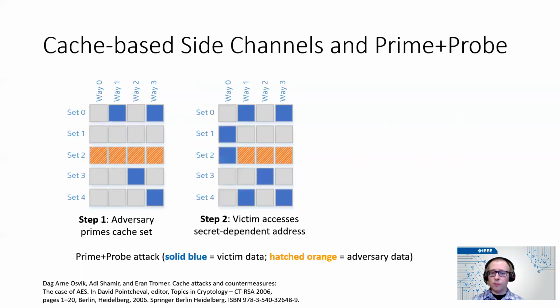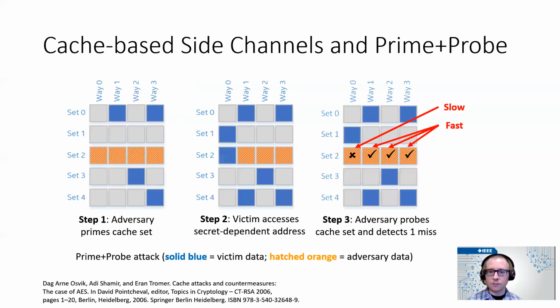Then in step 2, if the victim accesses some data that maps to the same set, the adversary's data is evicted from that cache set. Then a subsequent probe in step 3 of the same set by the adversary will be measurably slower if the adversary's data was evicted by any of the victim's data.